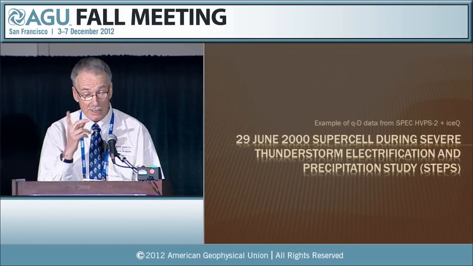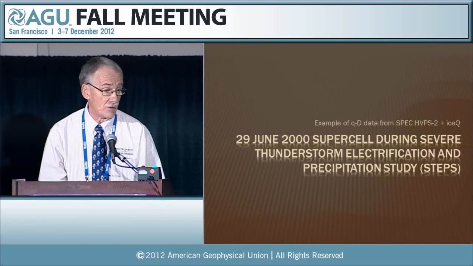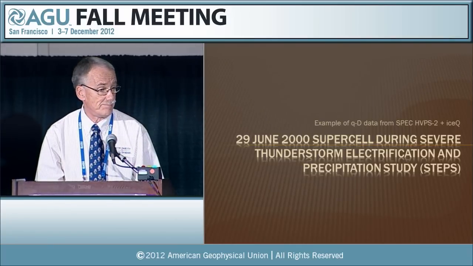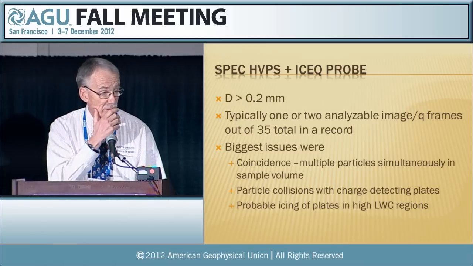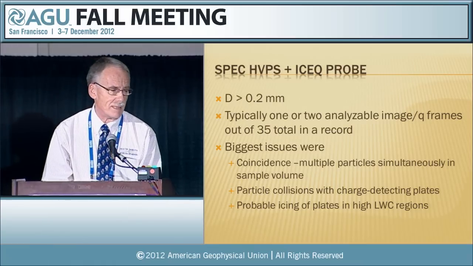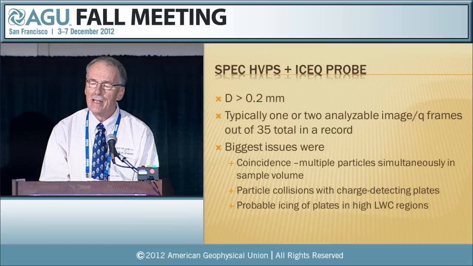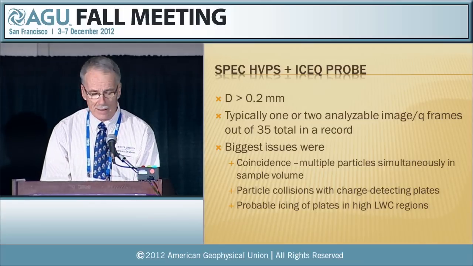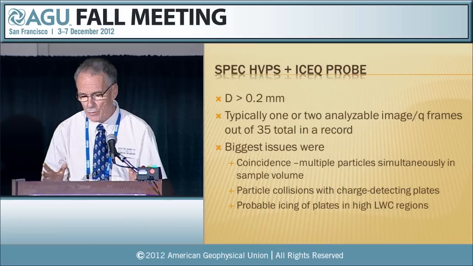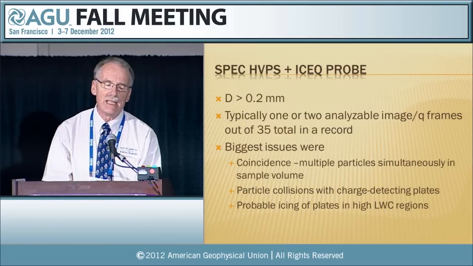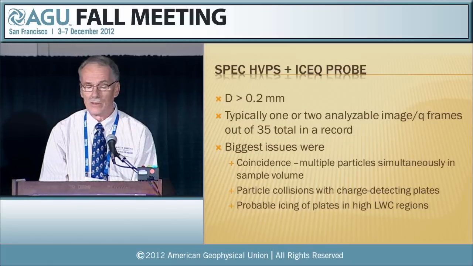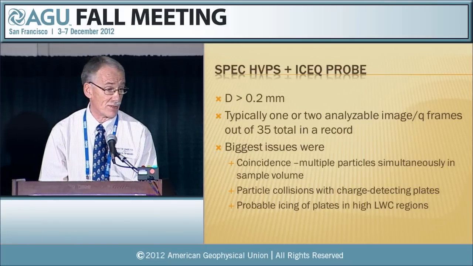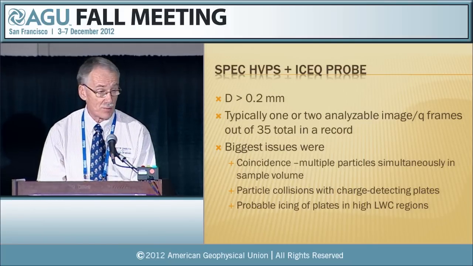So I want to take a look at some data from a flight that was made during the STEPS project that Paul mentioned. Here again are the characteristics of the probe. We were able to sample particles larger than 0.2 of a millimeter and charges down to a picocoulomb or so. This probe produces image records that contain about 35 images apiece. I was typically able to determine a charge for maybe 1 out of those 35 particles on average. And my problems typically were coincidence.